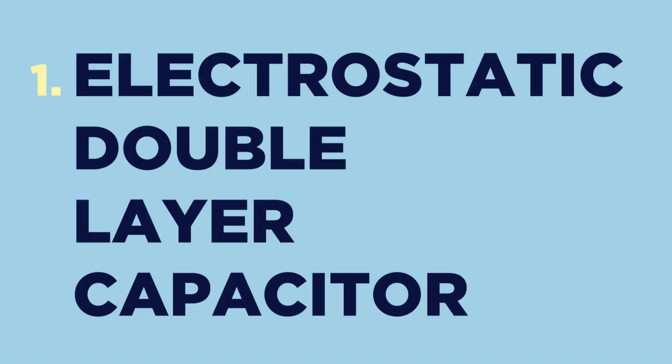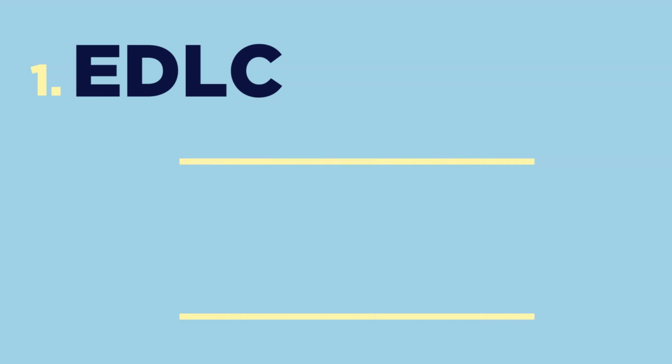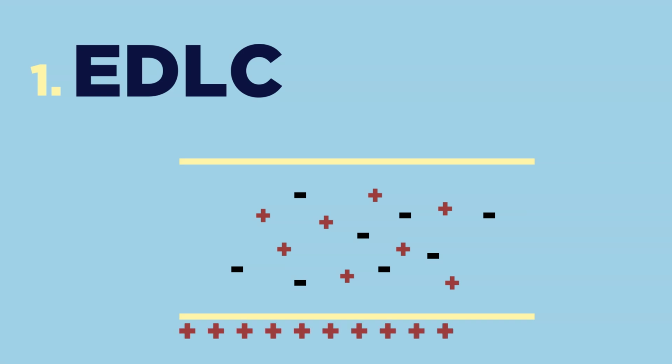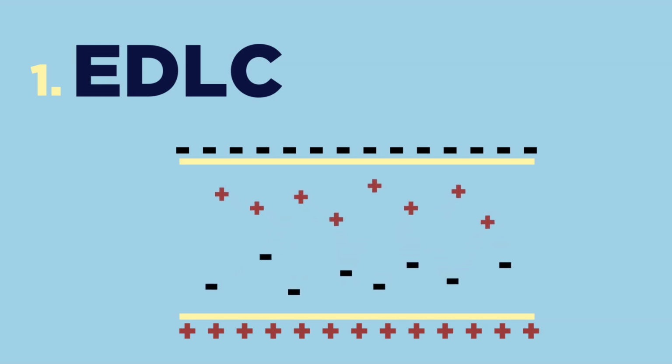There exist three types of supercapacitors. The simplest one is the electrostatic double-layer capacitor, or EDLC in short. The EDLC resembles the classic capacitor the closest. The electrolyte contains positively charged particles and negatively charged particles, ions. When you apply a voltage on the electrodes, one of the electrodes gets positively charged and the other gets negatively charged. Because of electrostatic attraction, the negative ions get attracted to the positive electrode and vice versa.